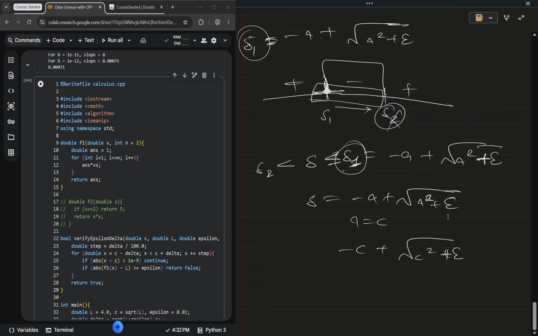So we have all this, and you obviously know what your c square is. Basically this a square was your limit, so you can just write your limit over here. So you can write minus c plus under root of limit plus epsilon, and this has to be obviously minus c only. So delta equals to this. The worst delta you can say is equal to this.